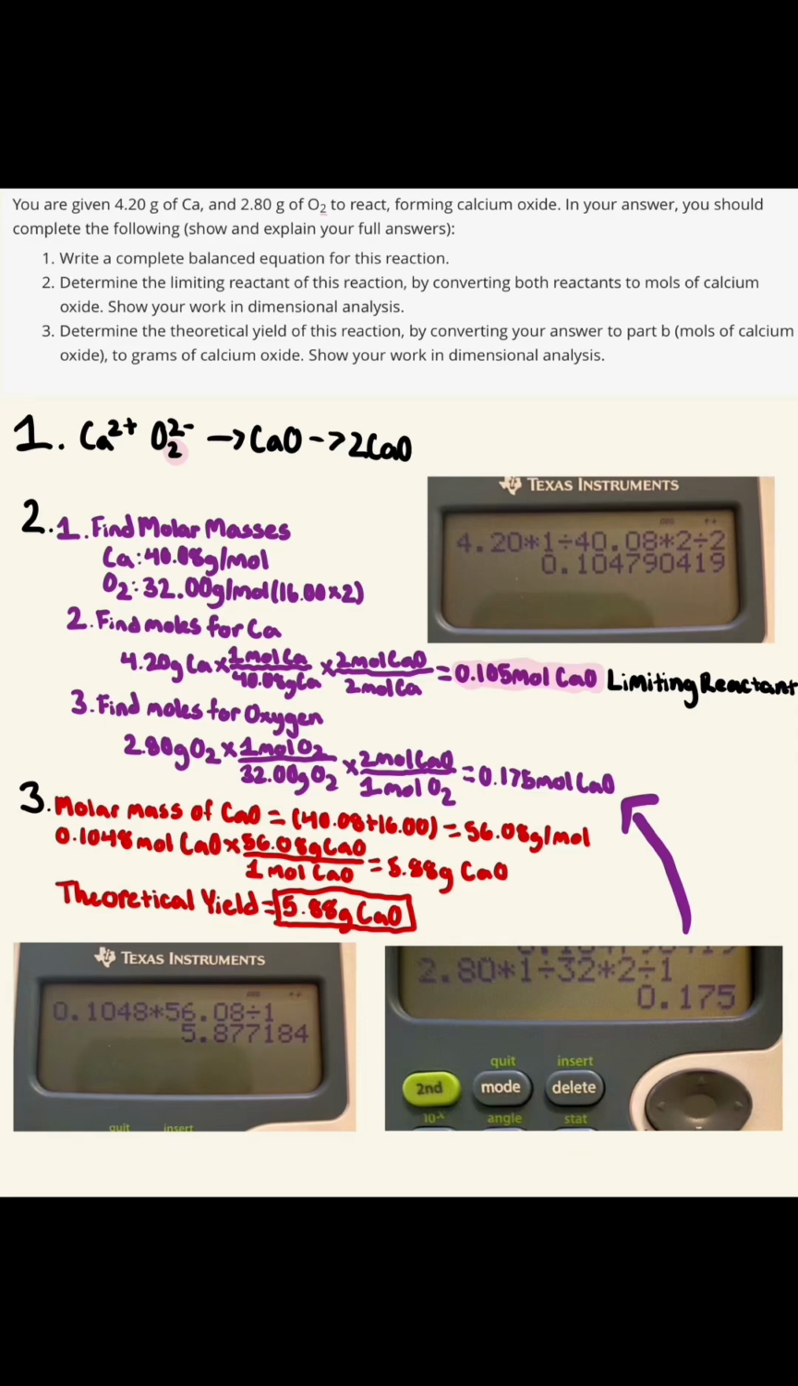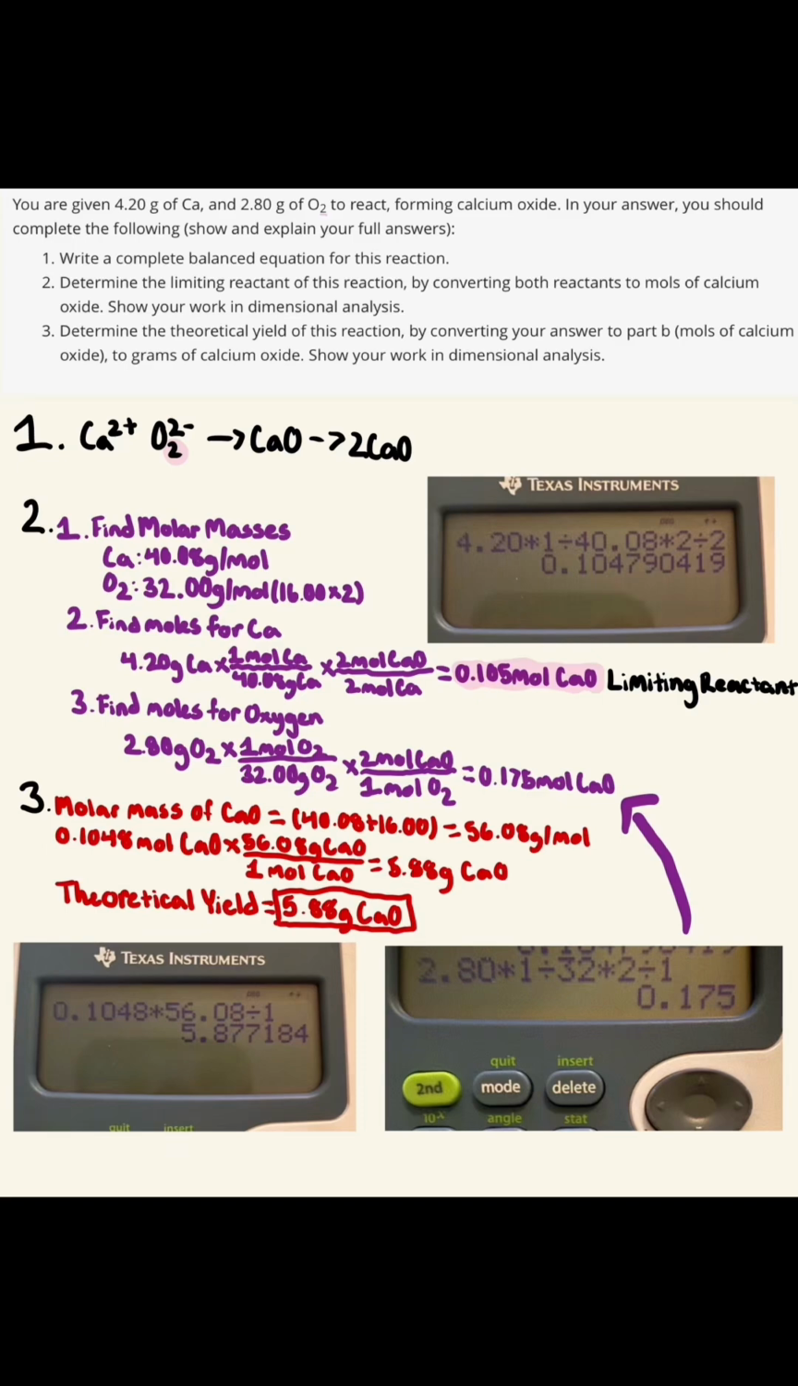And then the second step in that is to find the moles for calcium. So I set it up by taking the given 4.20 grams of calcium and multiplying that by 1 mole of calcium over that molar mass of 40.08 grams, and then multiplying that by 2 moles of calcium oxide over 2 moles of just calcium, which gives you 0.105 moles of calcium oxide, which I attached a photo of the calculator up there. Because my starting amount of 4.20 has 3 sig figs, I rounded my final answer to have 3 sig figs of 0.105 moles of calcium oxide.